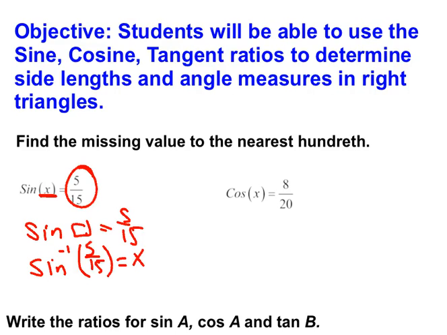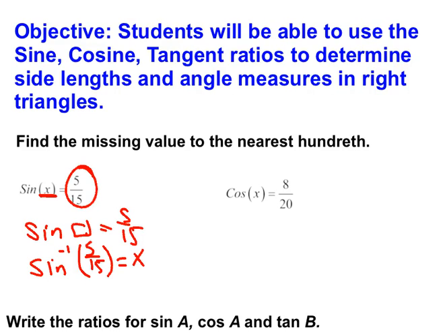Now, to figure that out, you're going to need a calculator. You need to make sure your calculator is in degree mode. If you go to the mode button on the top, the third line down should have 2 options, radian and degree. You want degree to be highlighted in the black box. If it is, you're good to go. You can type in sine inverse of 5 over 15.